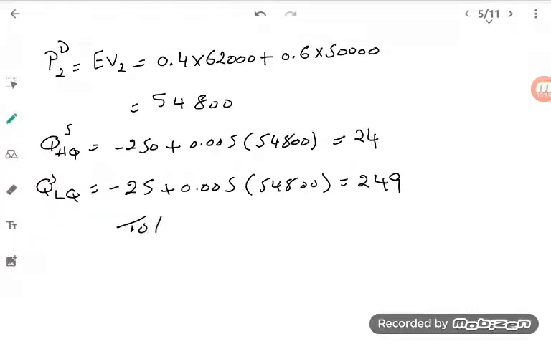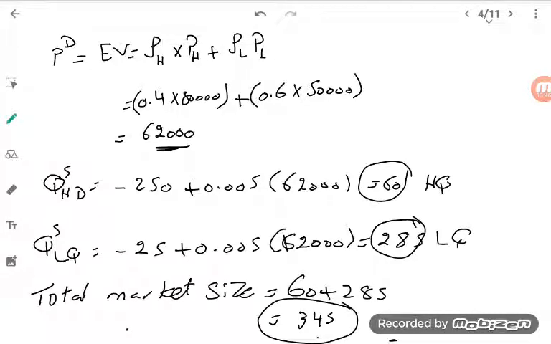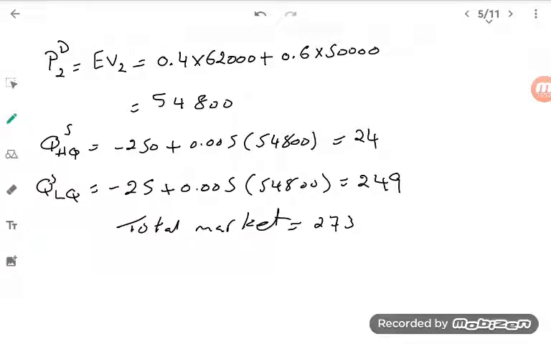Total market size is the summation of high and low quality cars. It will be 237. Sorry, 273. So we can realize that total market size decreases from 375 to 345 and now 273. Then we expect that prices are going to change again.